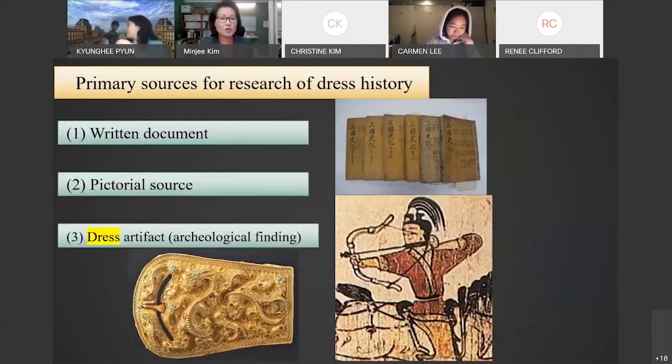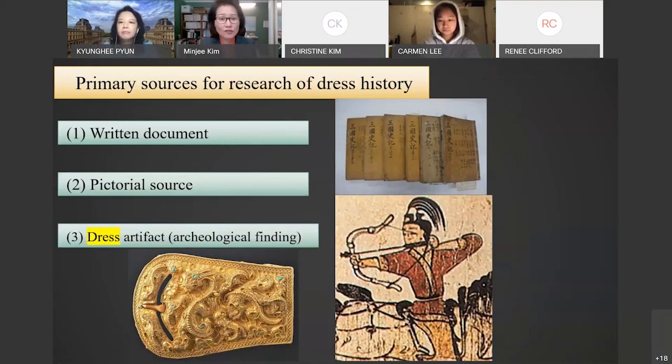So with this historical background, I'm going to talk about dress history. Historians examine possible primary sources in researching dress history. What can be the primary sources? First, written documents like historical texts. Second is the pictorial source, like pictorial representations such as mural tombs. And the third category can be dress artifacts.